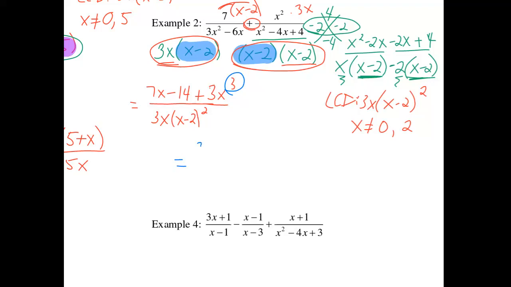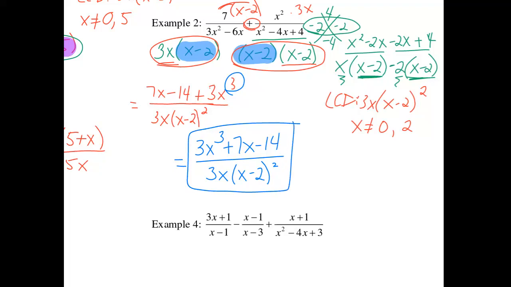I'm going to reorder this and put the 3x cubed first, so it's in that standard form where we like the highest power to come first. You don't have to do that. You could have circled the answer in the last step. And again, you can write this as squared, or you can write x minus 2 times x minus 2 on the bottom instead.